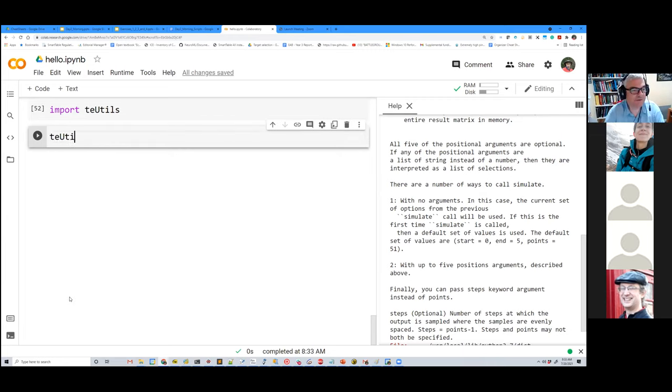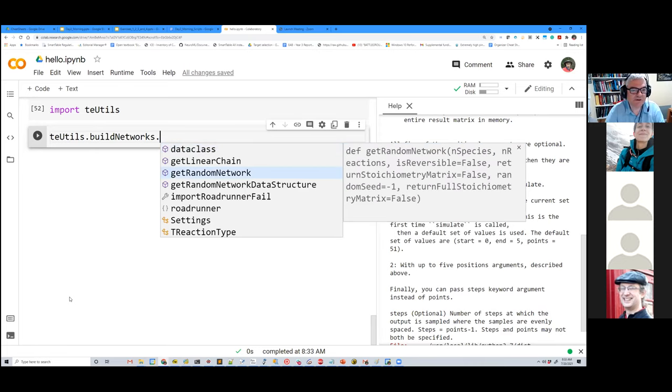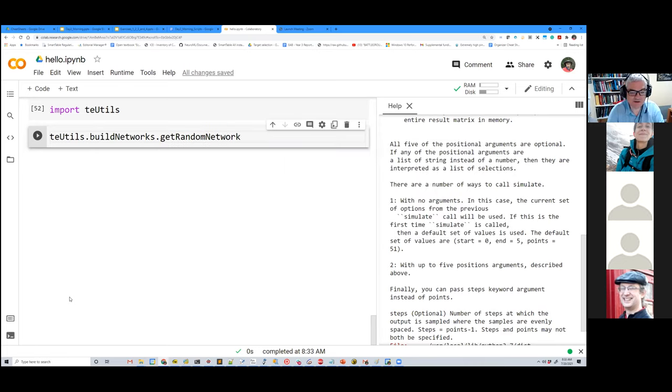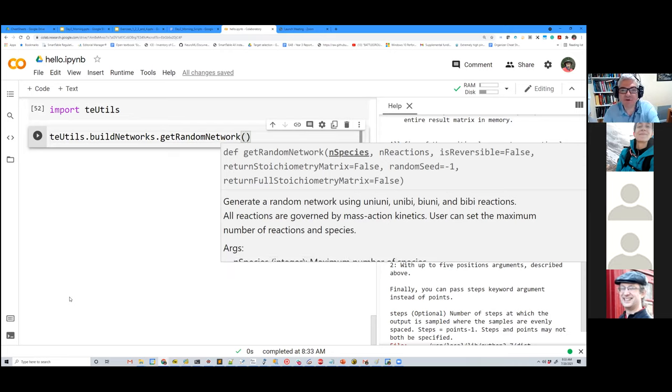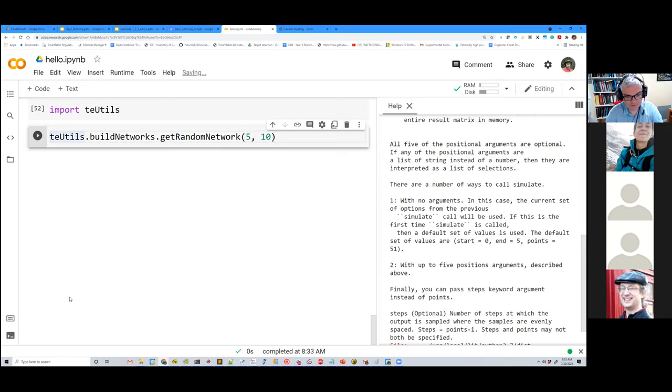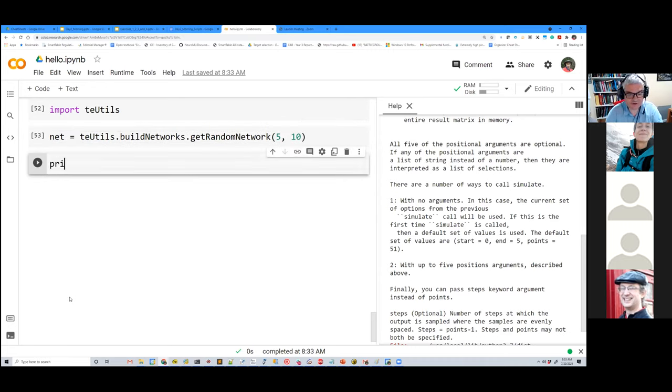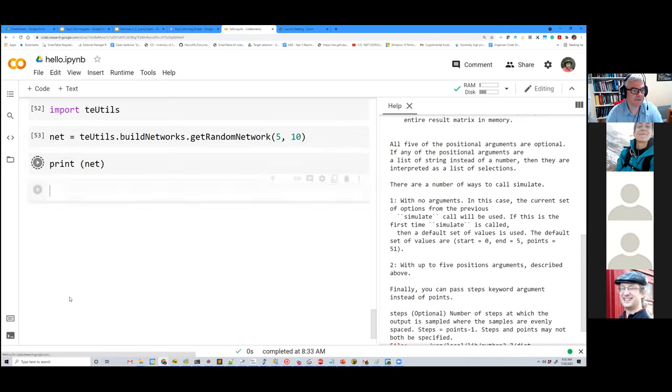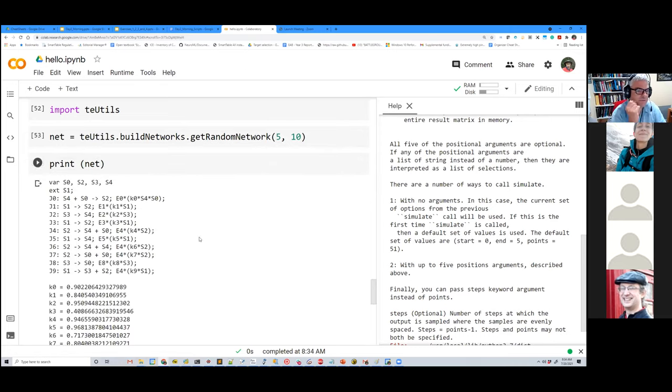So now I can use this. So tutils, let's see, build networks. What have we got here? Get random network. What are the methods? All right, so the number of species and number of reactions. Everything else is optional. So let's have 5 species and 10 reactions. I'll put this in something called net. Okay, so it's done that. Let me print out net and you'll see what it looks like. Okay, so there's a random network.